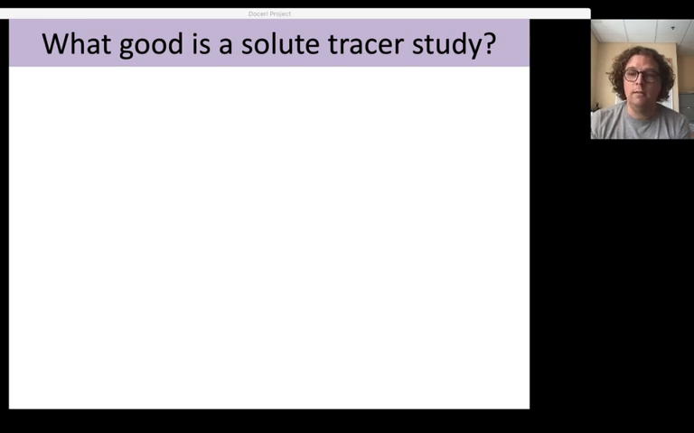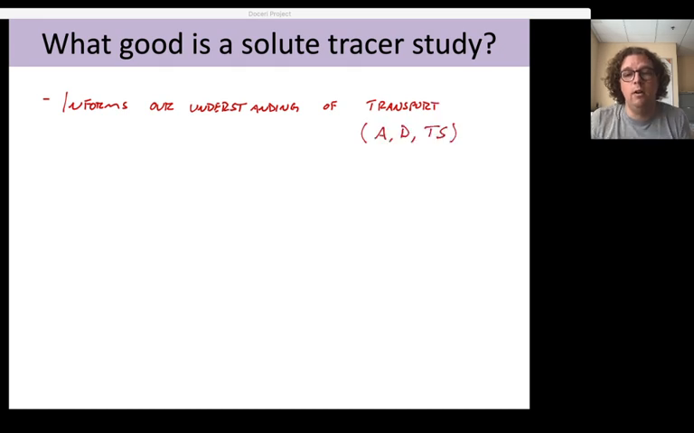The last slide I want to leave you with is, what the heck good is a solute tracer study? Why would you do this in the first place? Well, solute tracer studies can be used to inform our understanding of transport conditions or mechanisms, A, D, and TS, meaning advection, dispersion, and transient storage. And I'm also going to add Q, meaning volumetric discharge. So a really popular reason to do a solute tracer study is to estimate the discharge in a study reach that's otherwise ungauged.